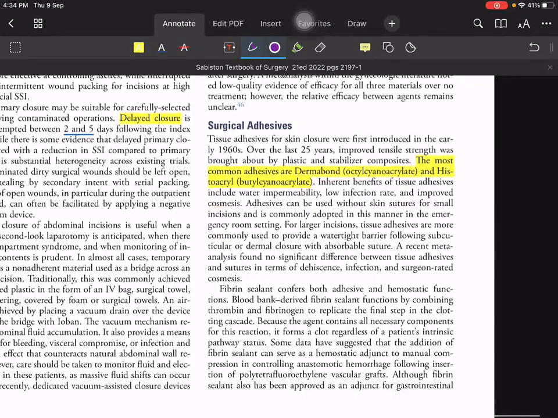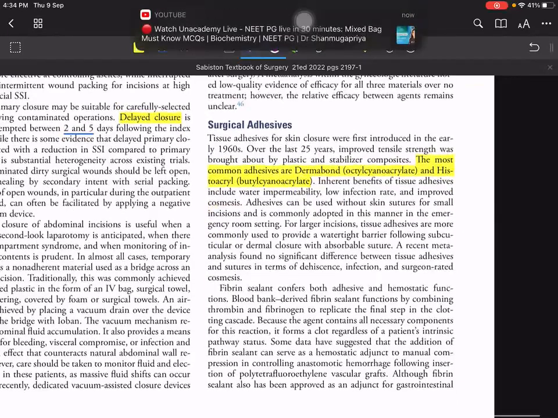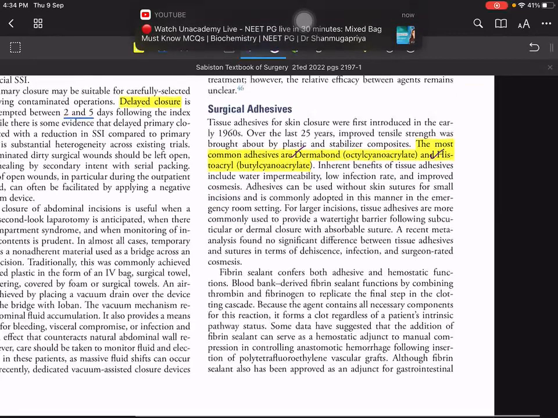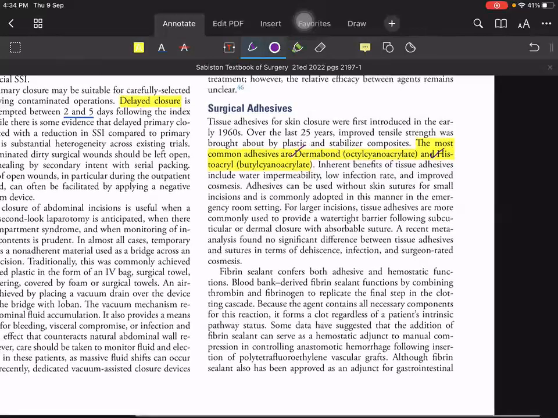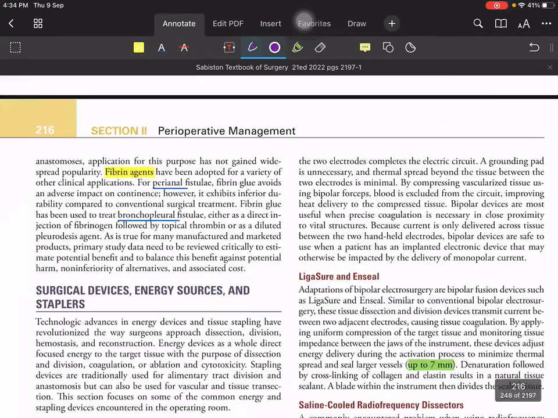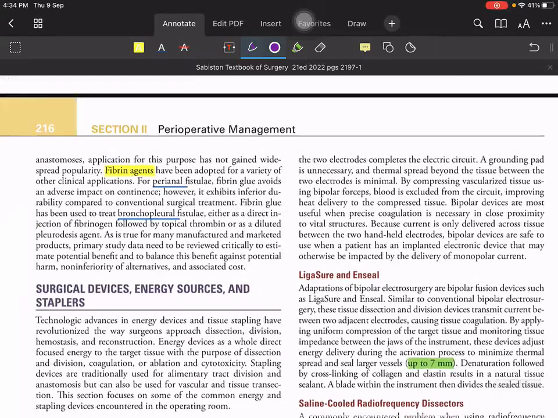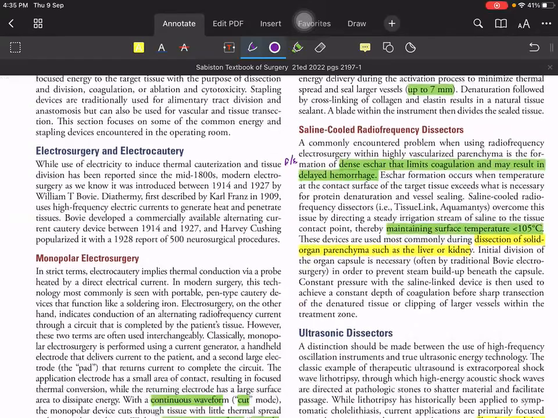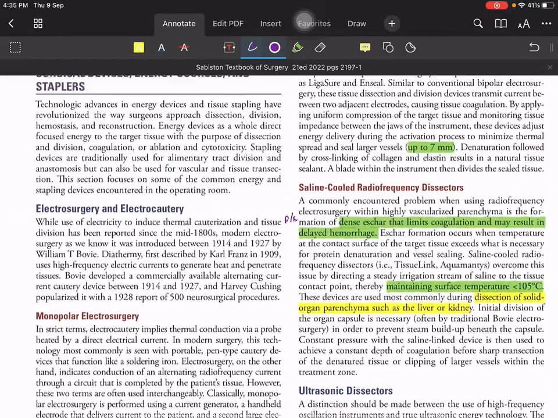So next is surgical adhesives. The most common adhesives are Dermabond and Histoacryl. And fibrin agents, where they are using fibrin agents in perineal fistula, and bronchopleural fistula they are using. And next we come to electro devices.